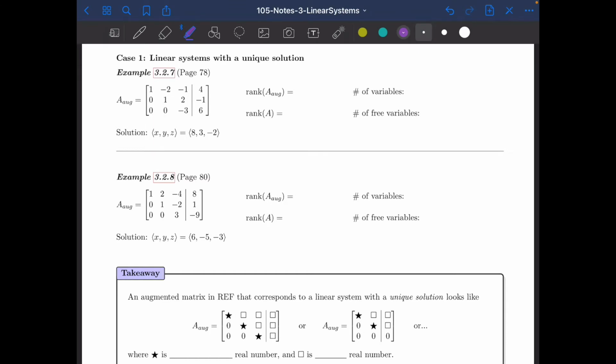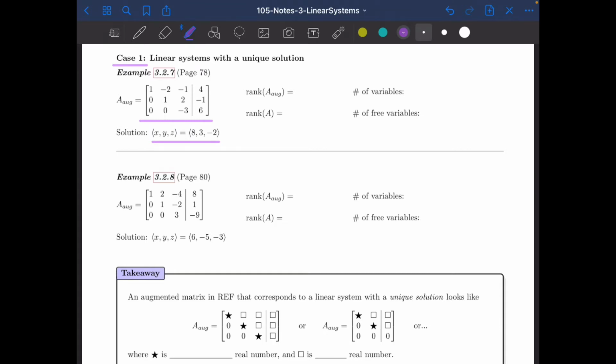Let's look at case 1, linear systems with a unique solution. We're going to look at example 3.2.7 and example 3.2.8 again. We had these examples in section 3.2. When we were solving the corresponding linear equations, we reduced an augmented matrix and obtained this one in row echelon form. We also found the solution x, y, z equals 8, 3, minus 2.